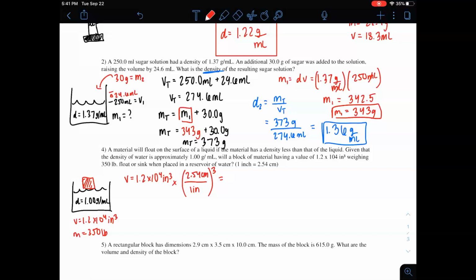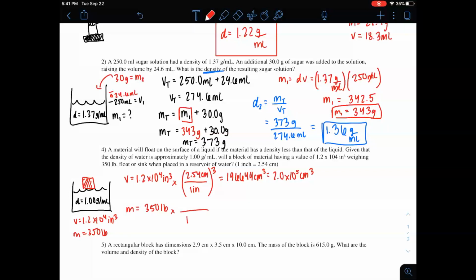By 2.54 cubed. Okay, and I'm going to get a resulting answer that is really, really long, and I'll write it out just for show here, but obviously we need to keep sig figs consistent, so I'm going to end up with 2.0 times 10 to the fifth centimeters cubed as my number of sig figs and my proper unit.